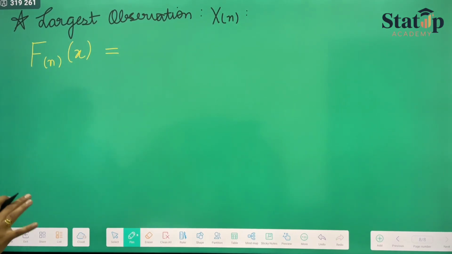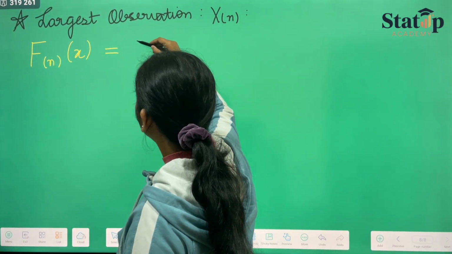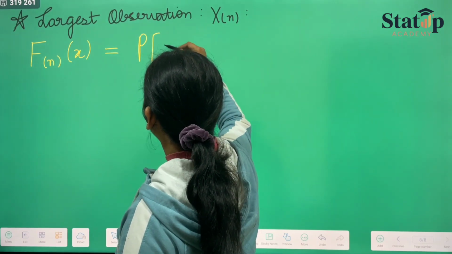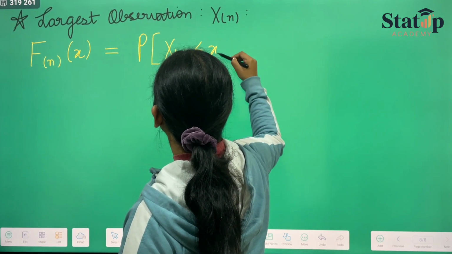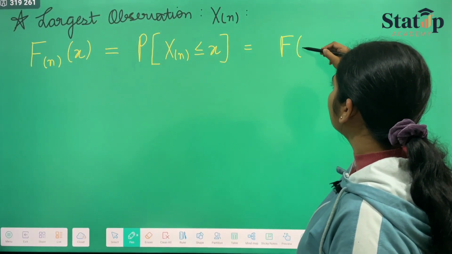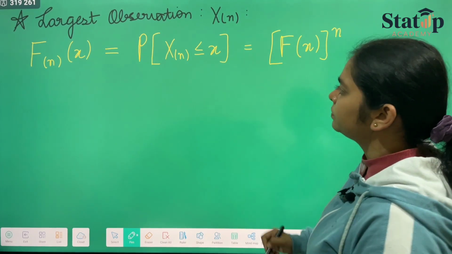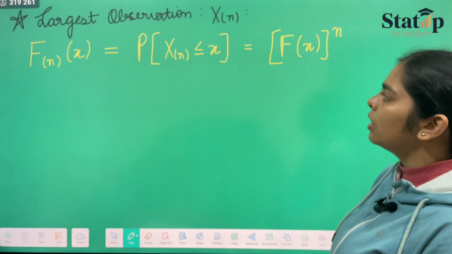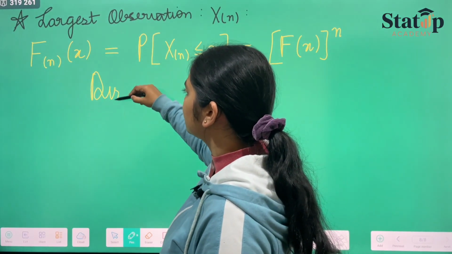Capital Fn(x) is the distribution function of the largest observation Xn, where the formula is nothing but the probability that Xn is less than or equal to x, which works out to Fx whole raised to the power n. This is our distribution function of the largest observation.